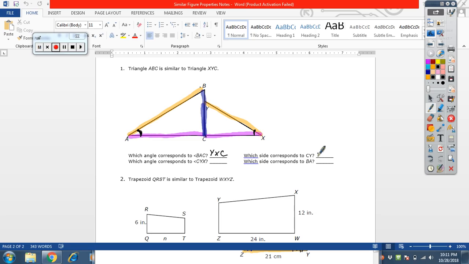Which side corresponds to CYX? CYX. Blue to orange. That would make this one blue to orange. CYX corresponds to CBA.